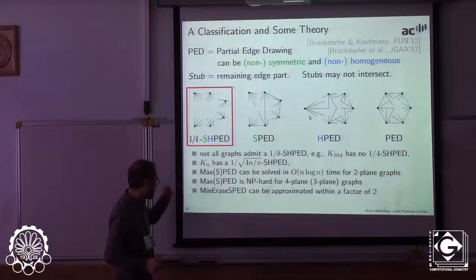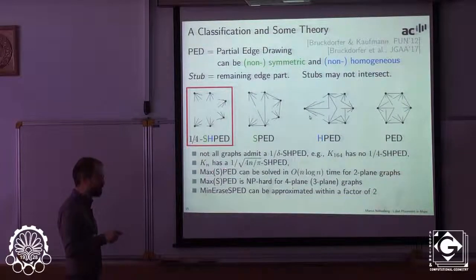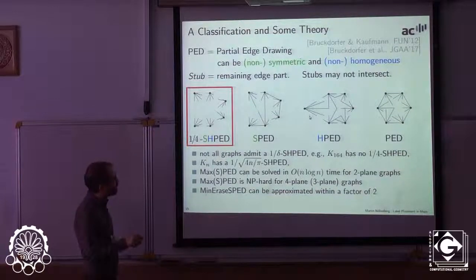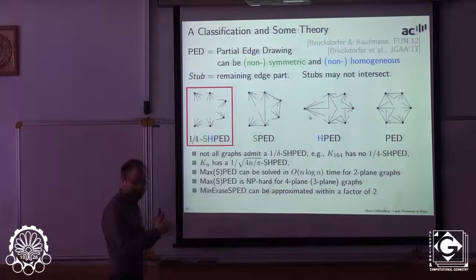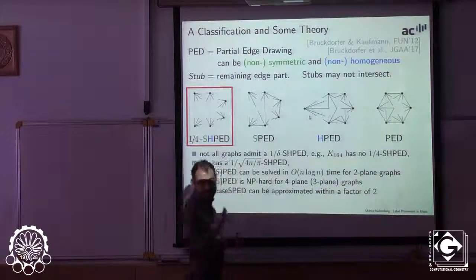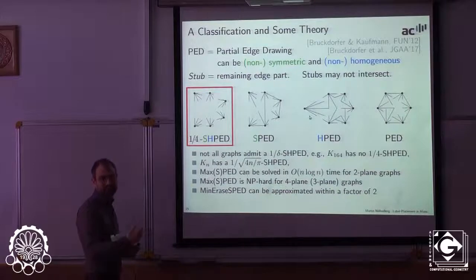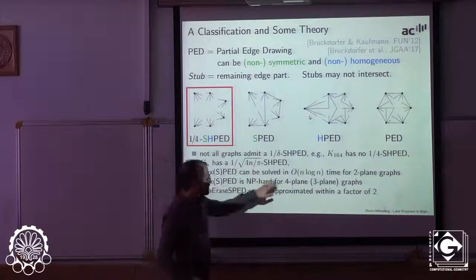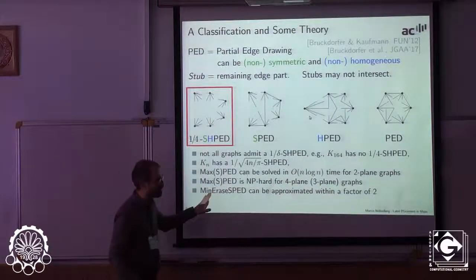And then more on the algorithmic side, we can look at the max PET or max S-PET problem of maximizing the stub length in either this type of drawing or this type of drawing. Now we can decide for every crossing, basically we have to decide which of the two edges stops early enough so that the crossing disappears. So if you take 2-plane graphs, so these are graphs drawn in the plane with straight edges and at most 2 crossings per edge, we start with a geometric embedding and we need to decide how short to draw each edge. Then we can do this in n log n time exactly for 2-plane graphs.